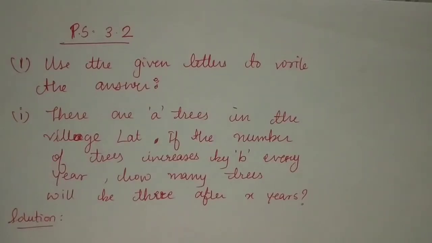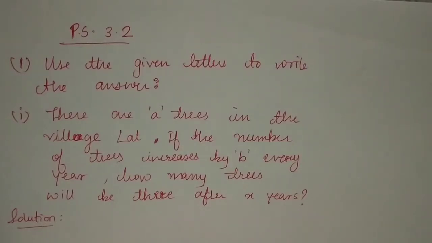The first one, a. A means those trees which are already there in the village, and b is the number of trees by which they are increasing every year. Like for example, every year 10 new trees are added, so 10 is the b. Now it has been told that after x years, how many trees will be there in the village. So suppose after say 7 years, how many trees will be there? So that 7 is x. I hope you all have understood the question.